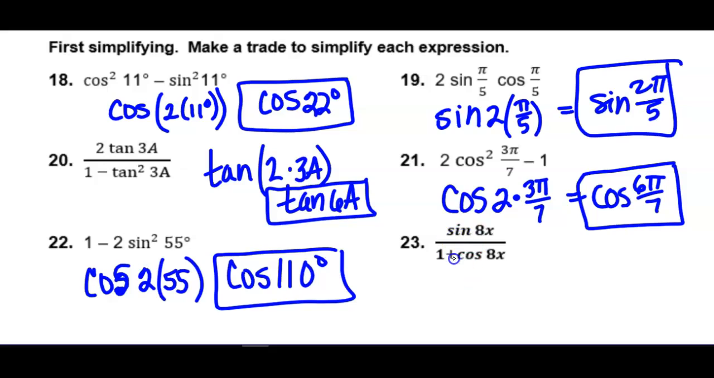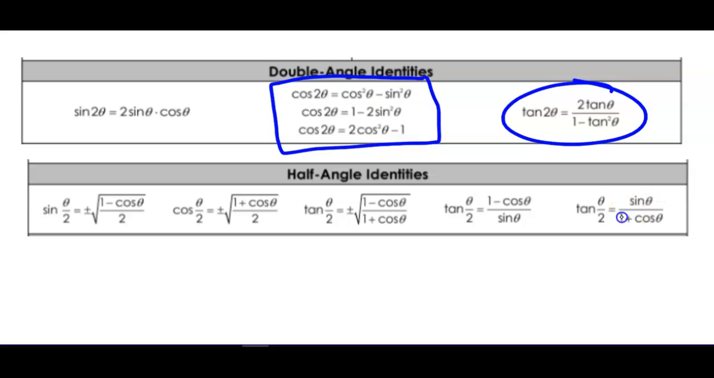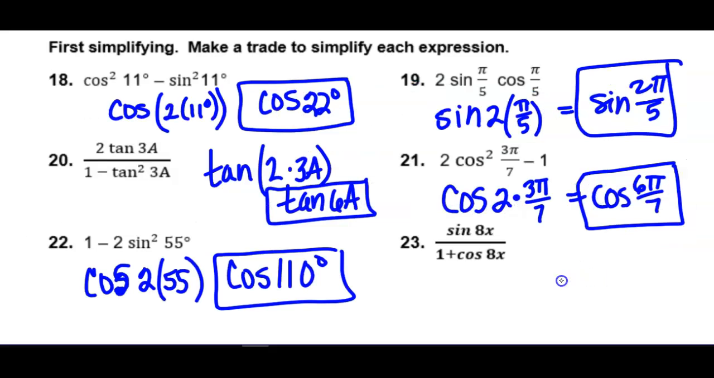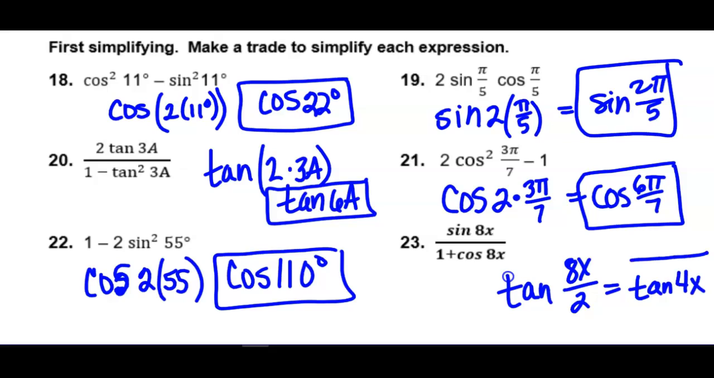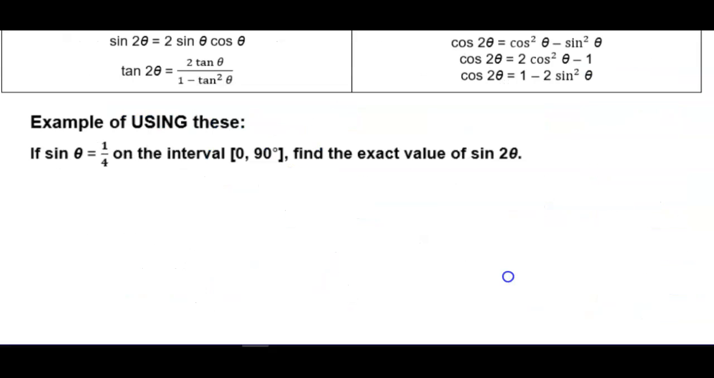All right, sine over 1 plus cosine. Sine over 1 plus cosine is this guy, tangent of theta divided by 2. So this would be the tangent of 8x divided by 2, which would be the tangent of 4x. Okay, this is just using a reference sheet to trade these out. But we're going to do a few. These are my favorite, where we have to draw. And this is going to be on a test or quiz, so please pay close attention.